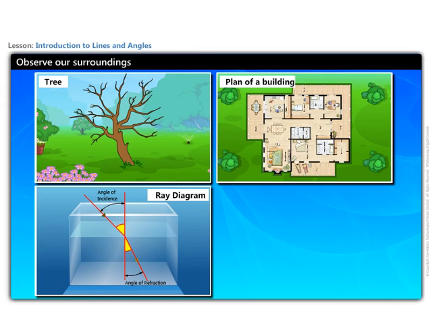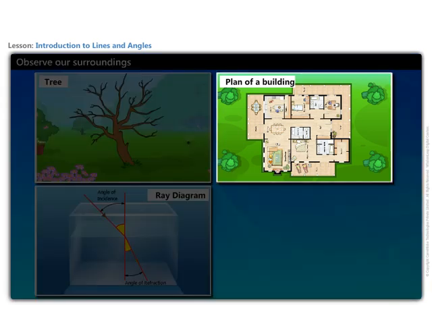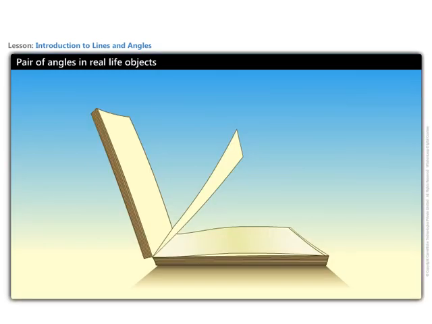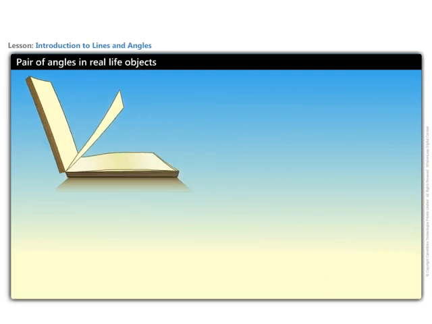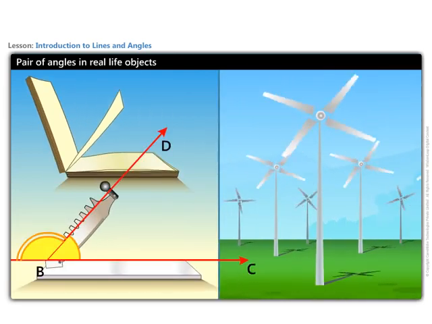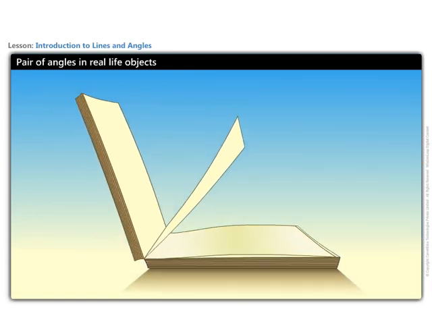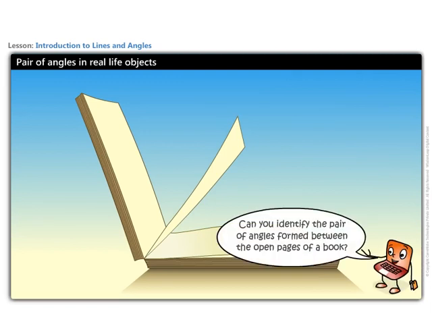Here, the knowledge of the properties of lines and angles is used by an architect to plot the plan of a building, and the researcher uses them to prove the properties of light by drawing ray diagrams. In our daily life, we have seen angles formed by an open book, a chopping board, and the rotating wings of the windmill. Now, take a look at the open book. Can you identify the pair of angles formed between the open pages of a book?